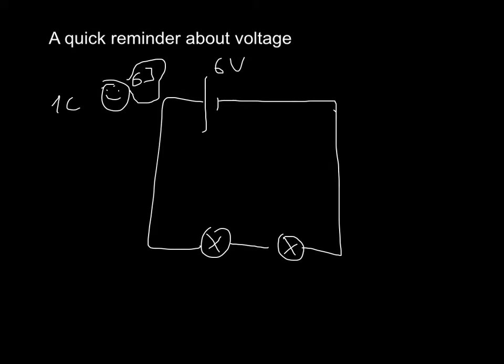Okay, and as my coulomb goes through the circuit, it's going to lose all these joules, so that when it goes back here, his bag is empty. Okay, so my coulomb has 6 joules, he will lose some here, he will lose some here, and by the time he's back here, his bag will be empty.